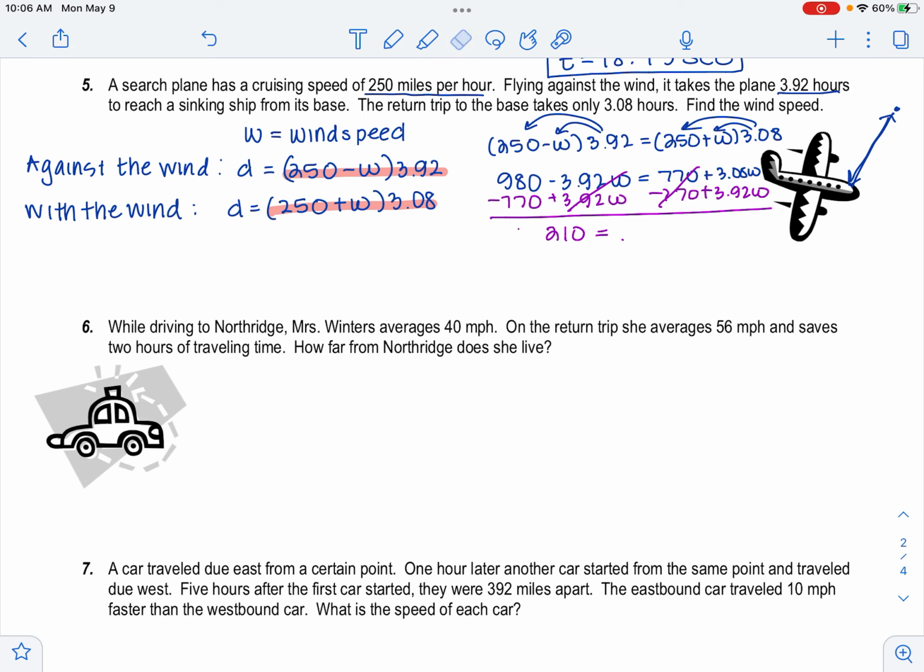Oh, that's 7. That's nice. 7W. I was subtracting in my head at first, so I have to add them. I get 7W. Divide both sides by 7, and we get the wind speed is 30 miles per hour. And that's what it asked us for. If it asked us the distance, we could then plug 30 in, but it didn't.